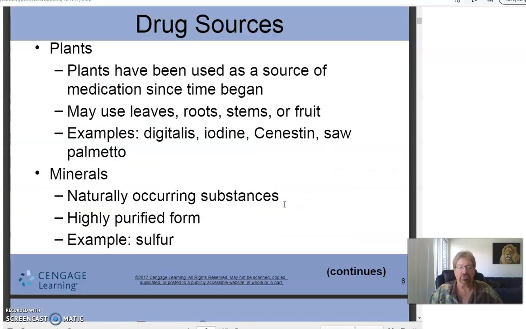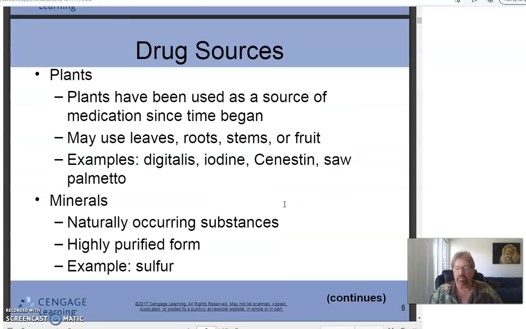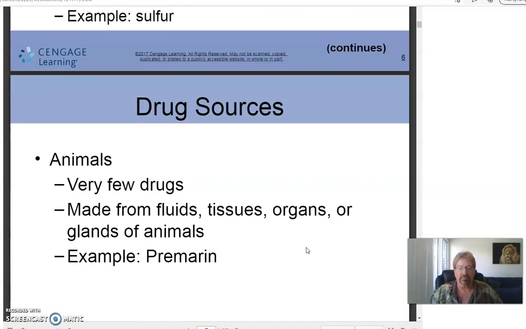Okay. Drug sources. Well, initially, guys, they came from plants. Been the source of medication as far back as, we assume, before recorded history, using the leaves, roots, stems, fruit. Examples: digitalis, iodine, senna, saw palmetto, which is used for prostate enlargement, BPH, benign prostatic hyperplasia. Minerals, naturally occurring substances in highly purified form, for example, sulfur, magnesium, that kind of thing.